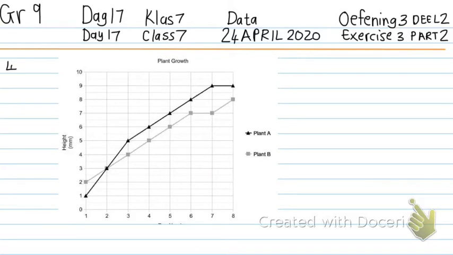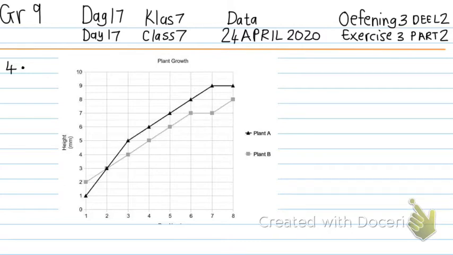Okay, so question 4. Yesterday we did up to question 3, now it's question 4. It says plant growth. It's a line graph, and it has two plants, plant A and plant B. It's the height and the day.